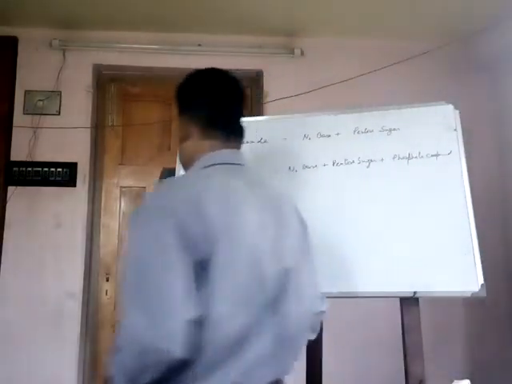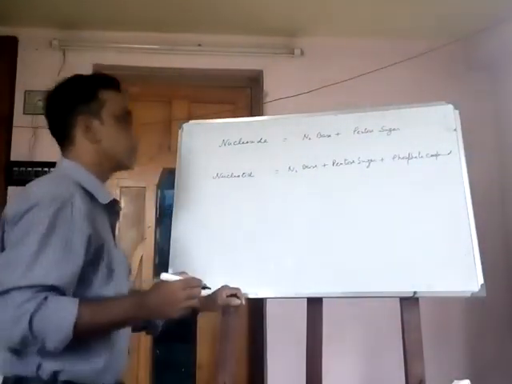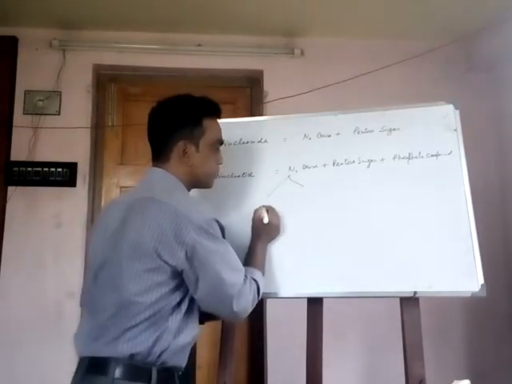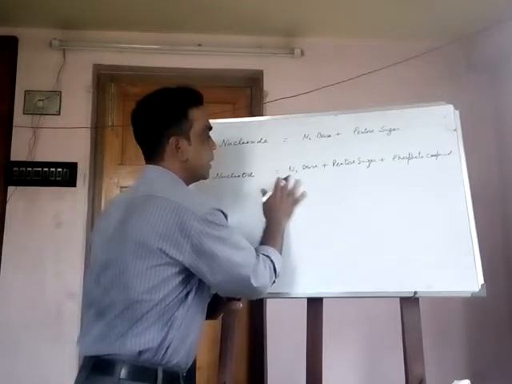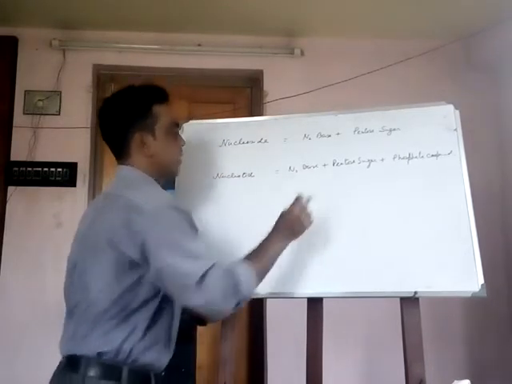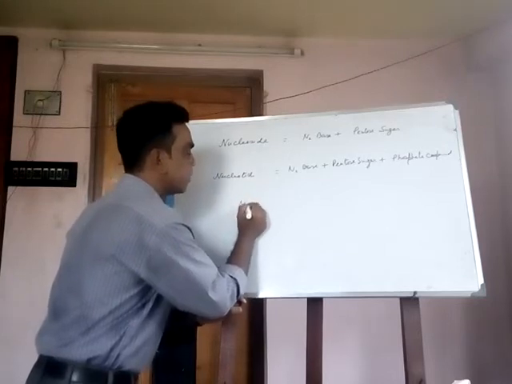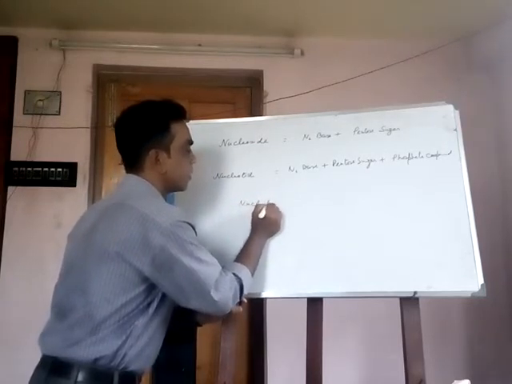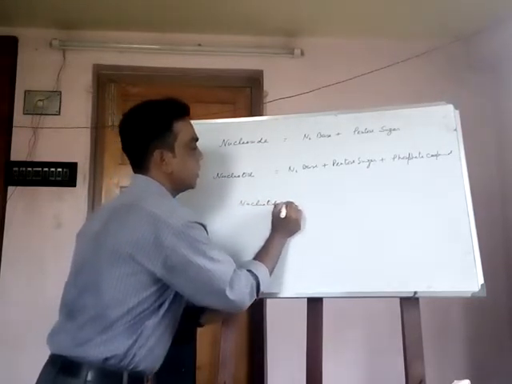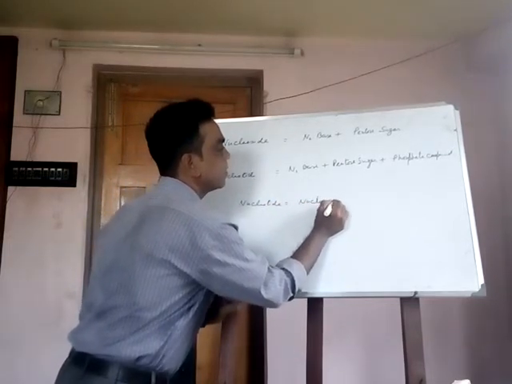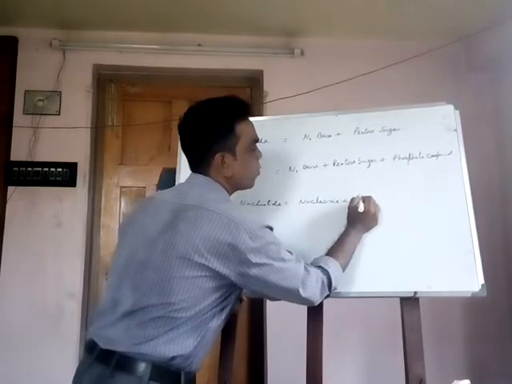What is a nitrogen base? It is an organic compound. Nitrogen bases are of two types. Now here we explain the nucleotide. So a nucleotide equals nucleoside plus phosphate compound.